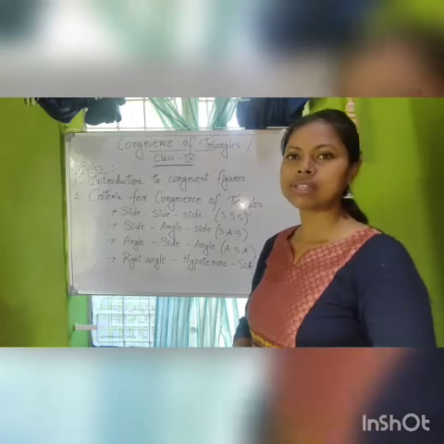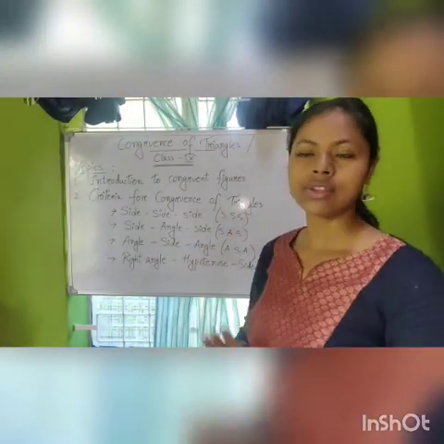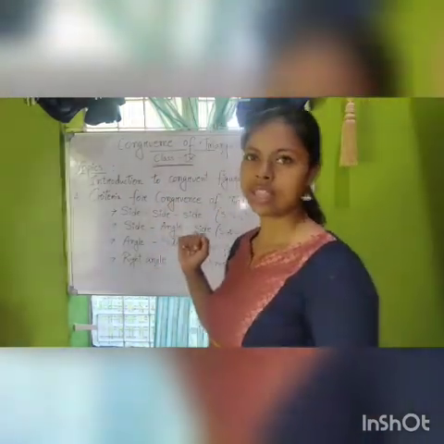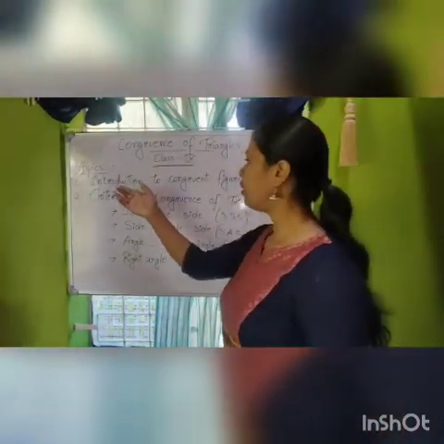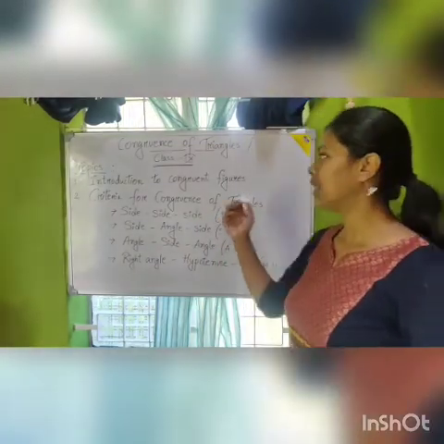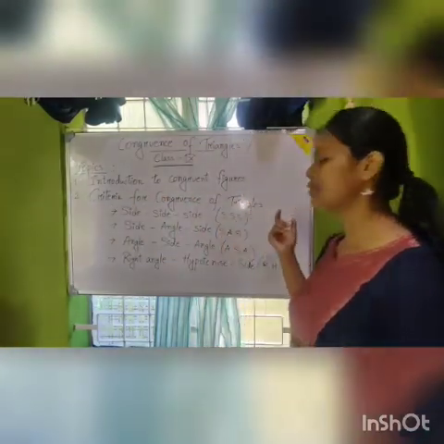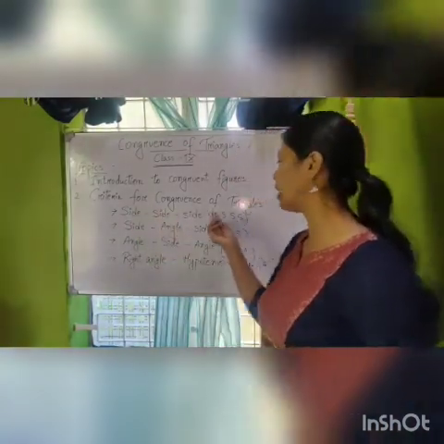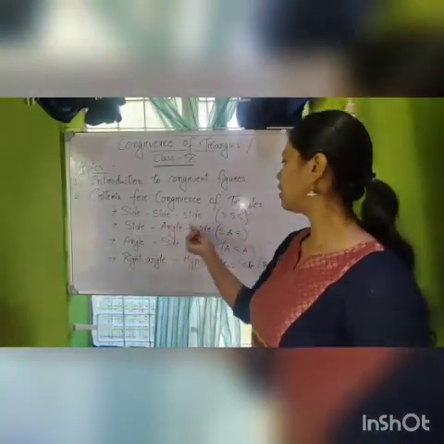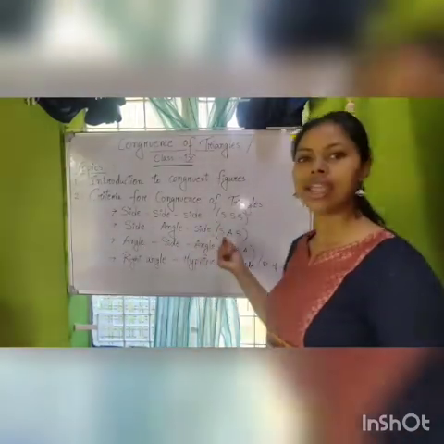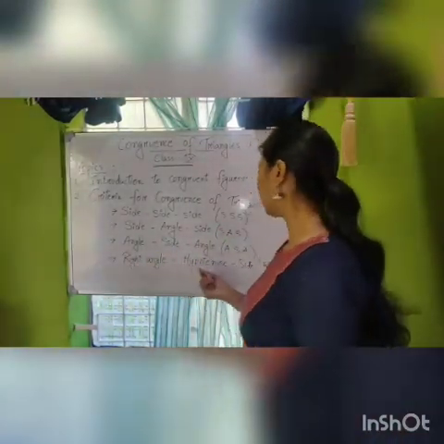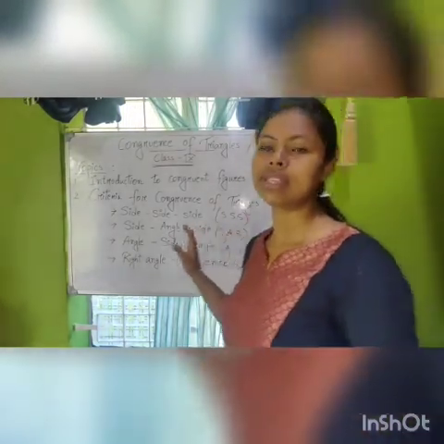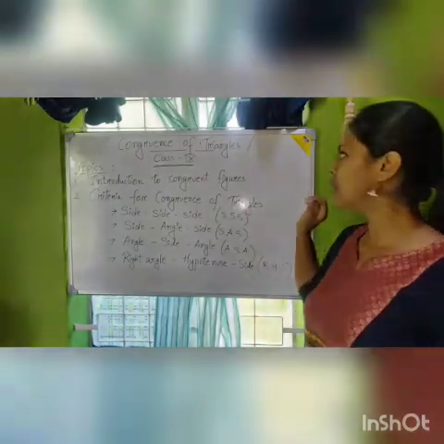So today we shall be discussing congruence of triangles from class 9, and these are the topics we are going to discuss today in this video. First of all, introduction to congruent figures. Then we will move on to criteria for congruence of triangles. There are some criteria: side criteria, side angle criteria, angle criteria, and right angle hypotenuse side criteria. So these are the few topics that we will be discussing in today's video. So now let us move on.